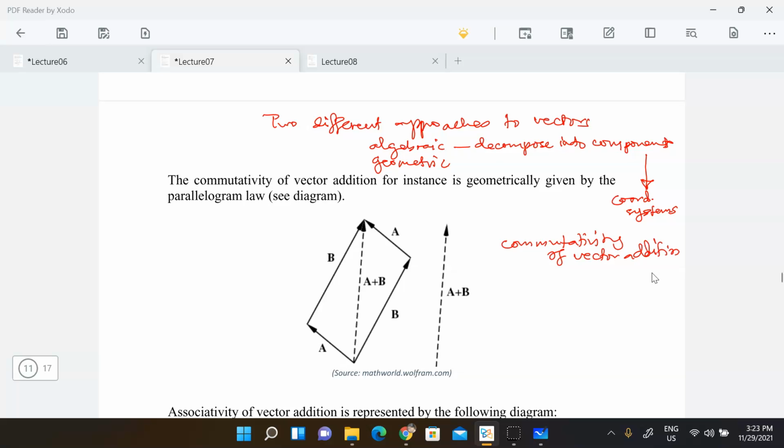Okay, so that means A plus B equals to B plus A. And this is understood in this particular context. You can talk about A plus B this way or B plus A this way. It gives you the same diagonal of this parallelogram. Okay, so that is much more geometric. So in other words, this property is coming from this geometric property of the parallelogram.